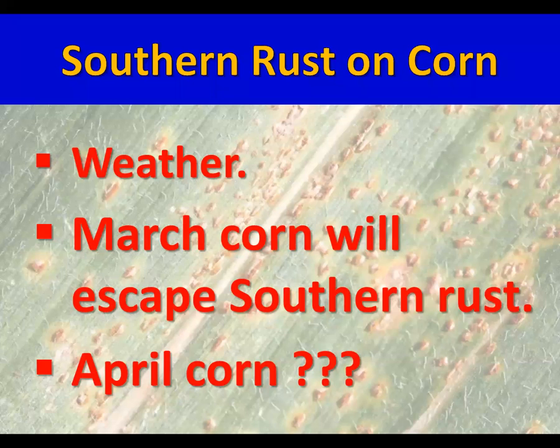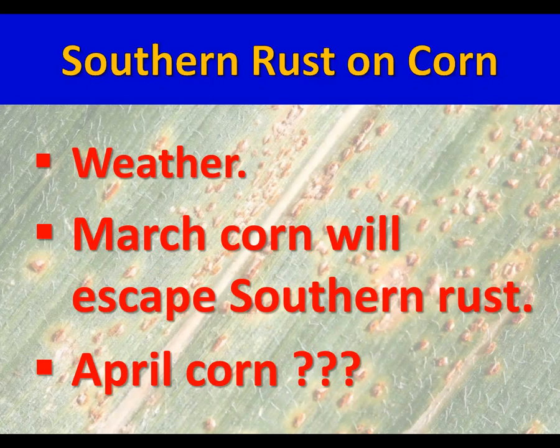More than likely, the really early corn, as it normally does, will escape damage from southern rust. But if it was planted a little bit later, maybe late March, certainly when you get into April, and again, the further south you are, the higher the risk.